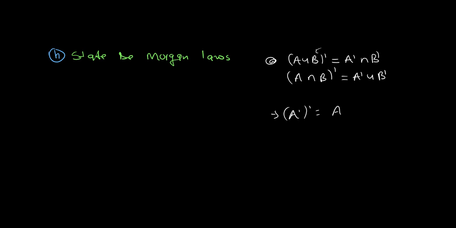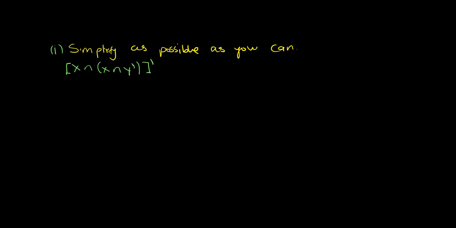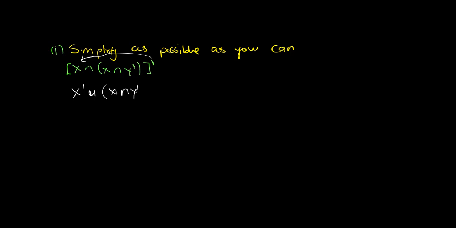Then we are going to solve the last question, where we are told to simplify as much as we can. The first thing that we are going to do is to distribute this complement there. So the complement now will go there, so that will give us x complement, intersection will be now union, open bracket, x intersection y complement, like that, open bracket, then a complement, like that.